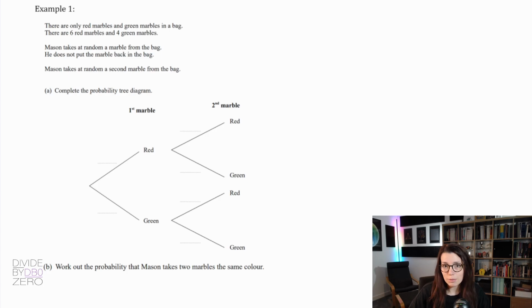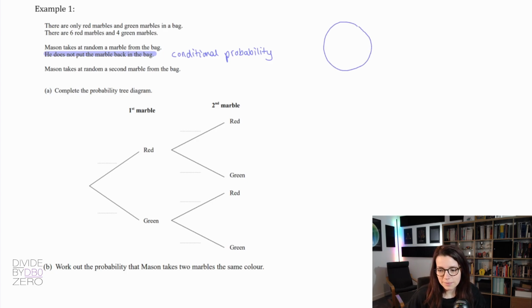Part A, complete the probability tree diagram. Now this is really important. He does not put the marble back in the bag. This means we're going to have conditional probability, and the probabilities are going to change on the tree diagram branches. For this question, to help visualize what's going on, you could draw a picture. Say this is the bag. It says Mason has 6 red marbles and 4 green marbles.